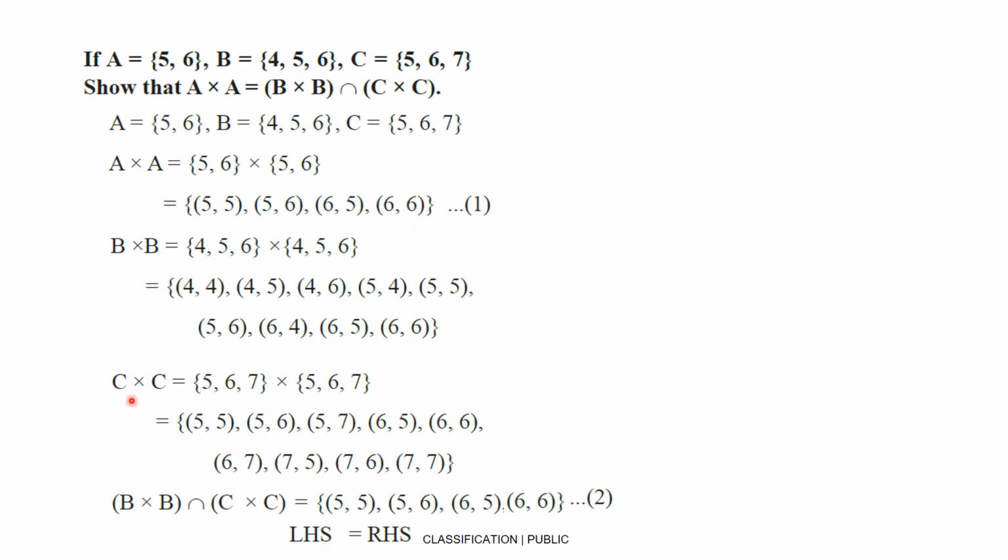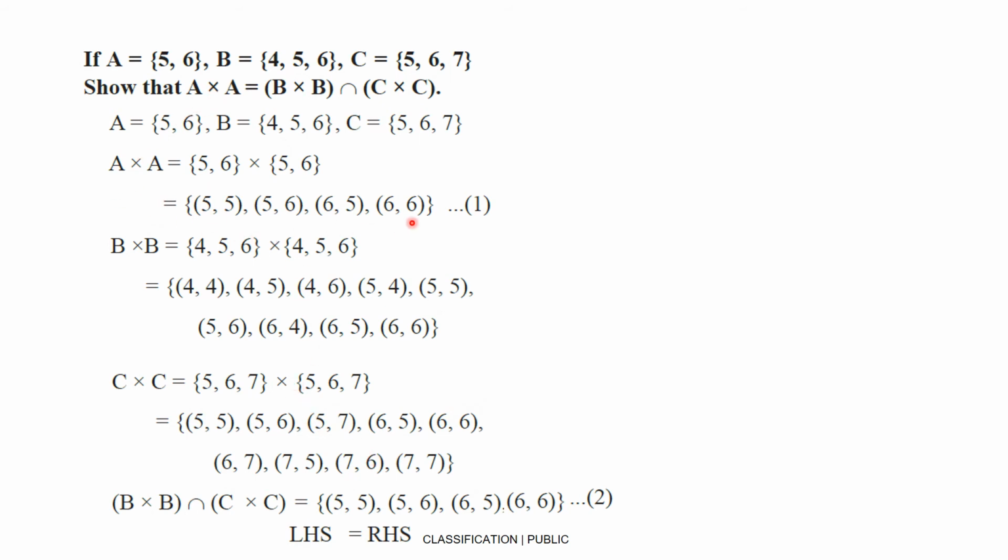As usual you do C cross C. {5, 6, 7} cross {5, 6, 7}, and pair it: (5, 5), (5, 6), (5, 7). Next take 6: (6, 5), (6, 6) and (6, 7). Next (7, 5), (7, 6) and (7, 7). Okay, A cross A is the LHS.